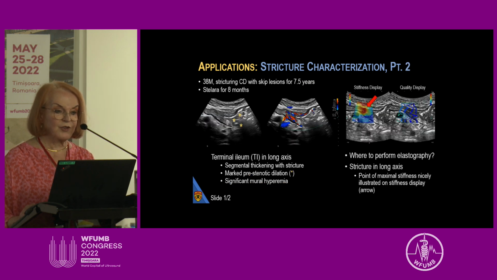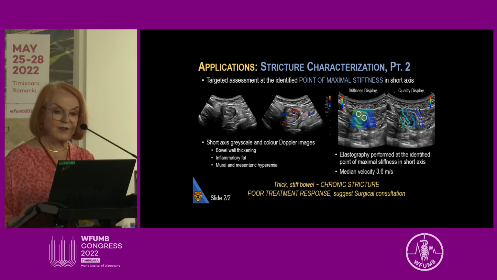And here's another stricture shown the same way. You can see the pre-stenotic dilated bowel shown by the yellow stars. You can see that the bowel is hyperemic on color Doppler. And then when we look at our stiffness and quality display, you can see that the arrow's marking a very bright red area. So we know that's the stiffest point in that bowel. So that's where we perform our elastography.